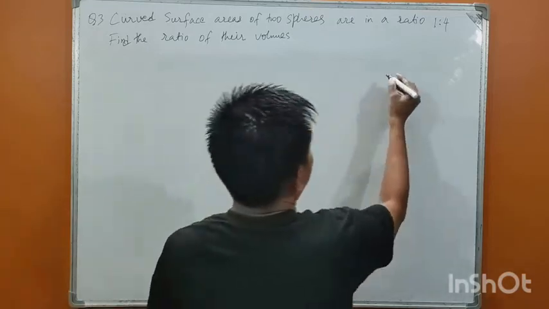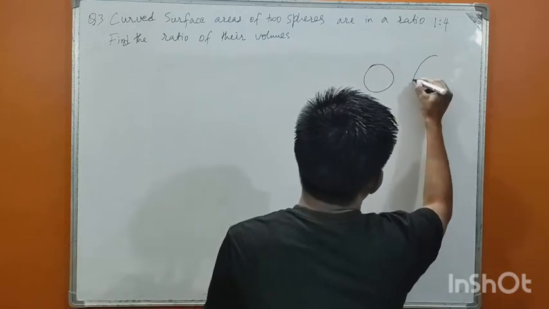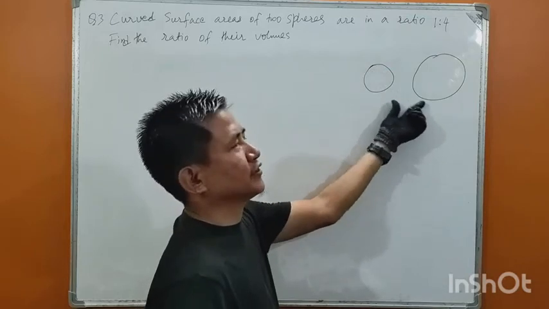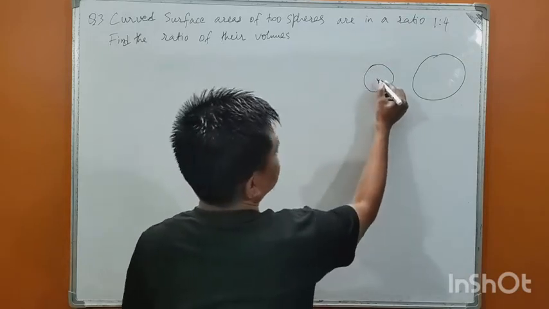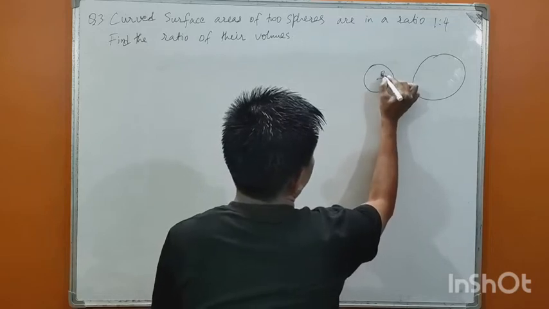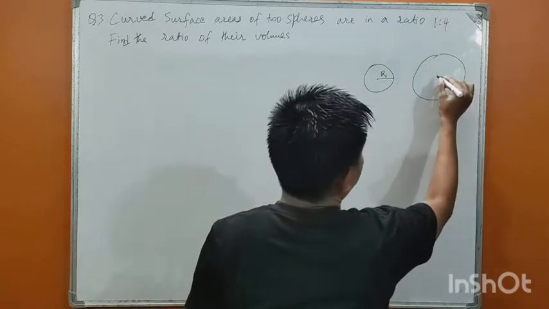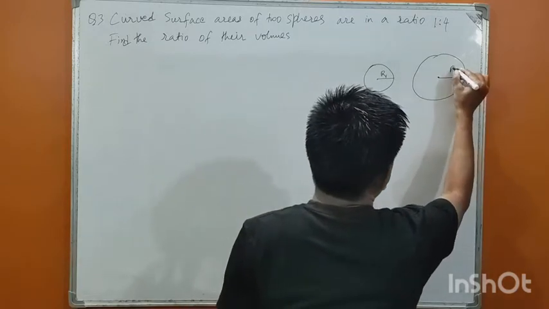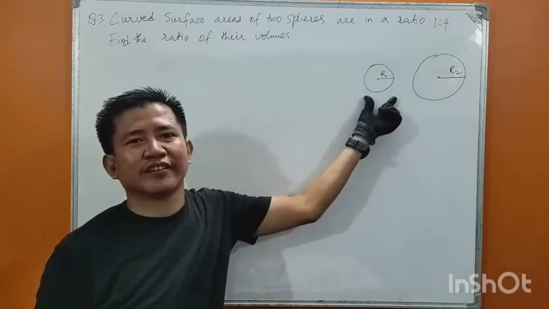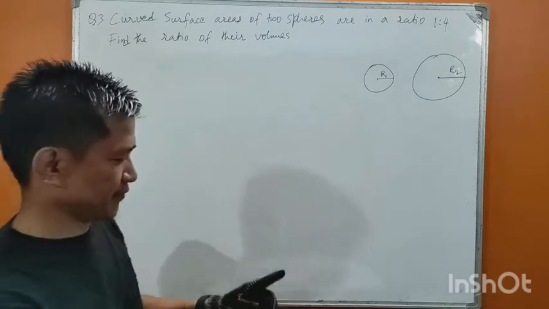See here. We have two spheres. One is smaller and another is bigger. If the size of the spheres are different, then obviously their radius will also be different, isn't it? So this is the radius of the smaller sphere. R1 is the radius of the smaller sphere, and R2 is the radius of the bigger sphere.